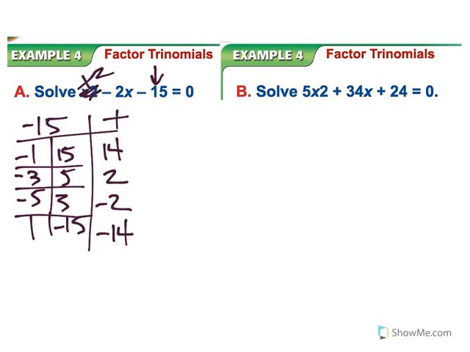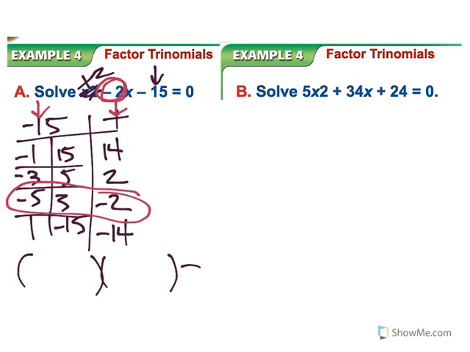So what we're looking for is two factors that multiply together to give me a negative 15 and add to get me a negative 2, because that's what our middle term is. The only pair that satisfies these two conditions is negative 5 and 3. So we start with our two factors, x and x. We're going to have negative 5 and positive 3.